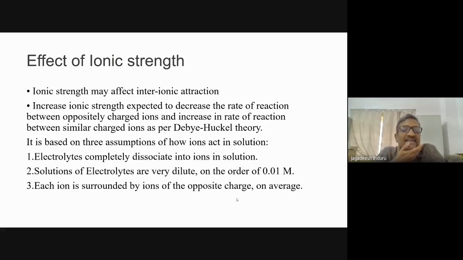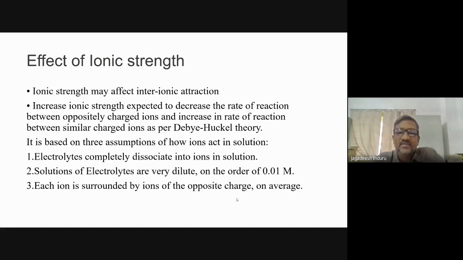The second assumption of this particular theory is that solutions of electrolytes are very dilute, in the order of 0.01 M, so they will behave this way. Whereas the highest concentration solutions will have dissociation differences and deviations. But when they are dilute, they will have the highest dissociation. Each ion is surrounded by, on average, mostly ions of the opposite charge. Because whenever we have an ion, either a drug or an excipient, around it they will be attracting oppositely charged species.